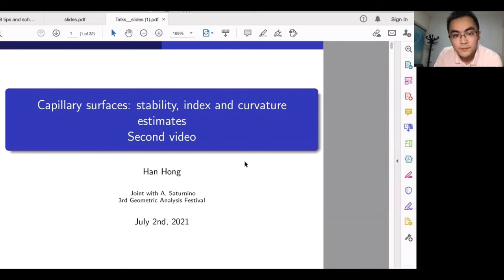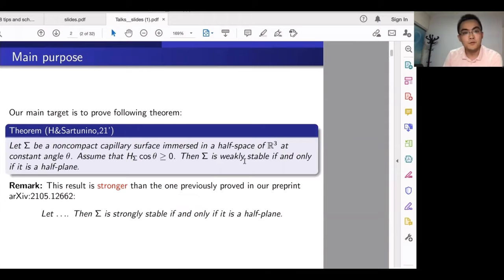So the main purpose of this talk is to give a proof of the following theorem. Let sigma be a non-compact capillary surface immersed in a half space of R3 at a constant angle theta. If we assume that H sigma times cosine theta is non-negative, then sigma is weakly stable if and only if it is a half plane.